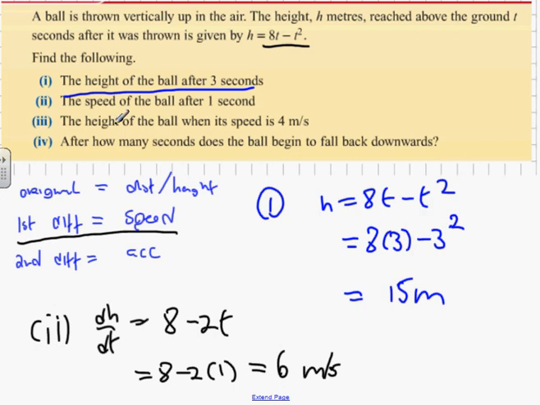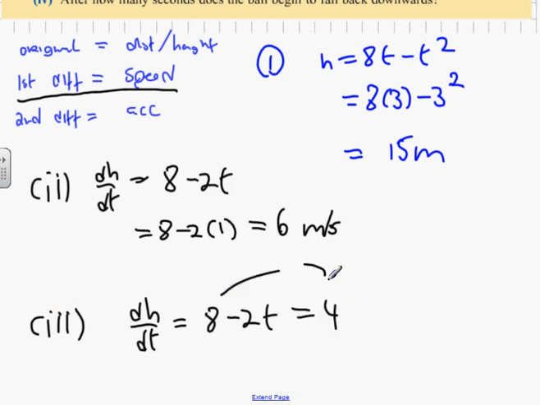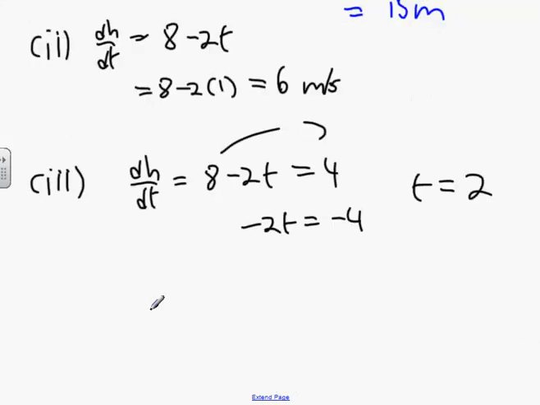The height of the ball when its speed is 4 meters per second. What does that mean? Its speed is 4 meters per second. So your speed formula equals 4. Bring your 8 over the other side. Minus 2t equals minus 4. t will equal 2. You want the height though, don't you? You can sub it in or you can check out your original table. 2 seconds in, how many meters high? 12.